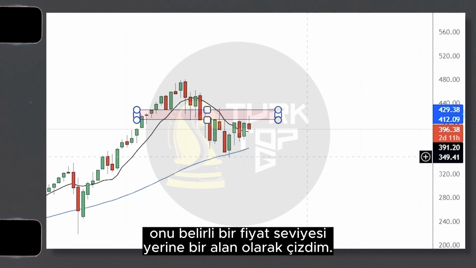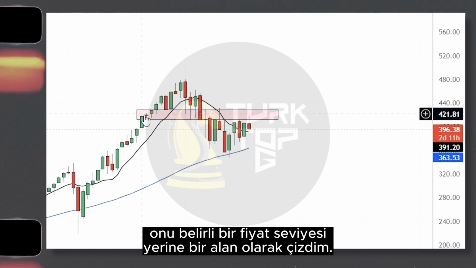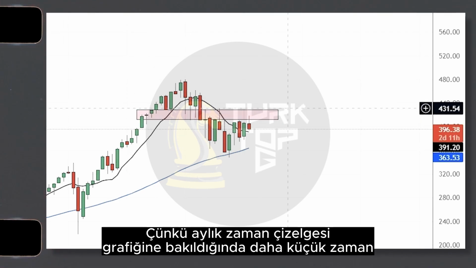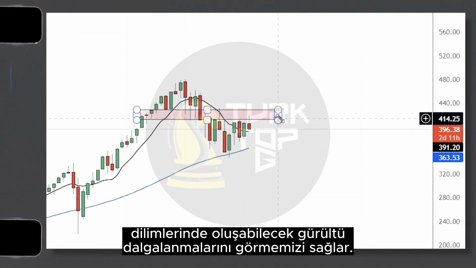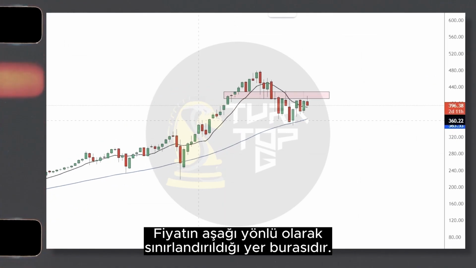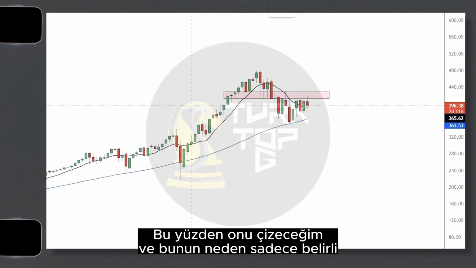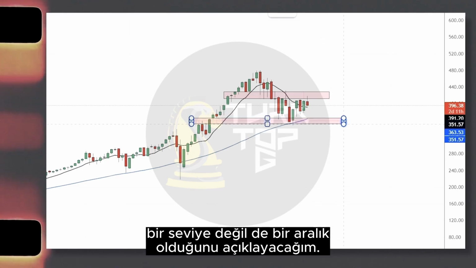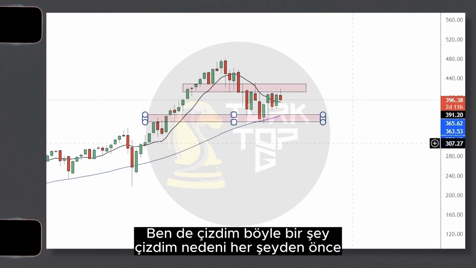And that's why I drew it as an area instead of one specific price level, because it allows for the fluctuations or the noise that might happen on the smaller time frames when looking at the monthly time frame chart. So let's draw out another one. Another level you can see is here. That's where price has been limited to on the downside. So I'm going to draw it out and I will explain why this one is also a range and not just a specific level. So I drew it out something like this.